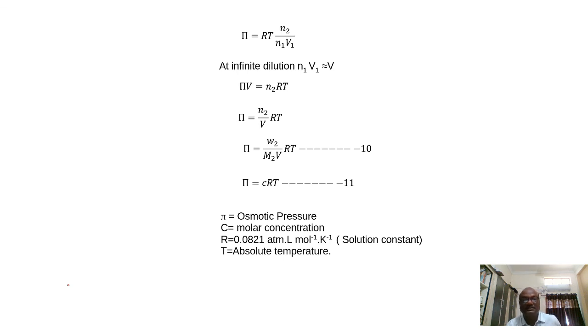What is the value of R? It is similar to the value of the universal gas constant, that is 0.0821 atmosphere liter mole inverse Kelvin inverse. If you are substituting in bars, it should be 0.083 bar liter mole inverse Kelvin inverse. T is the absolute temperature. So with the help of this equation, we can calculate the osmotic pressure, pi. Okay, this is about the derivation of the equation for osmotic pressure.